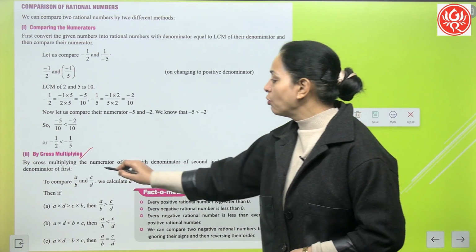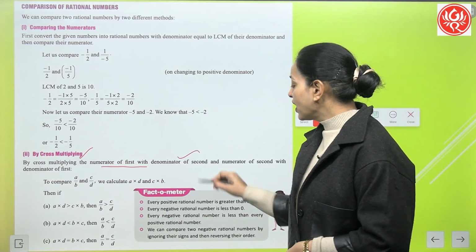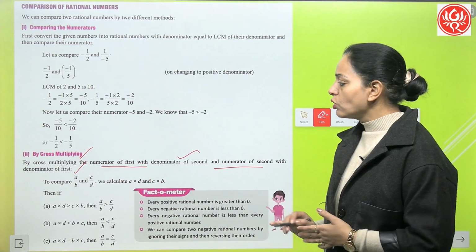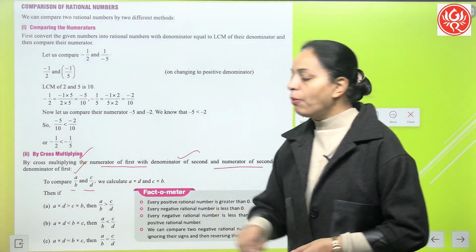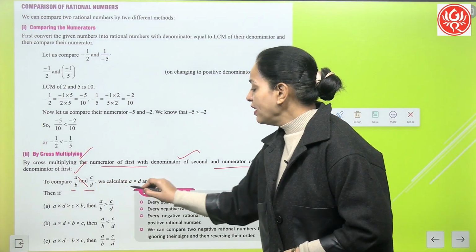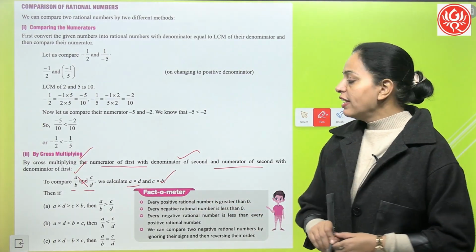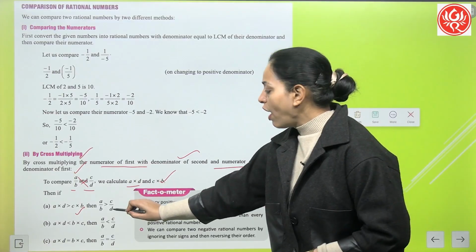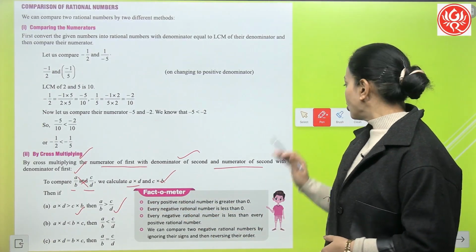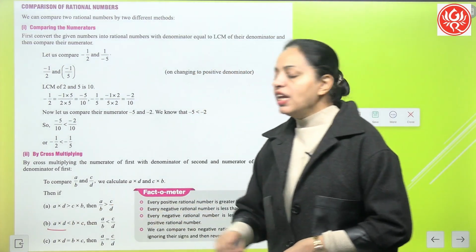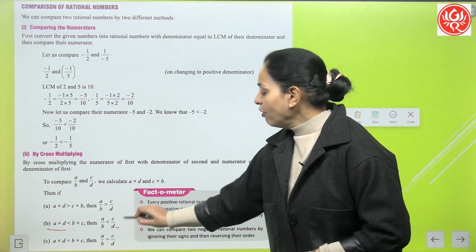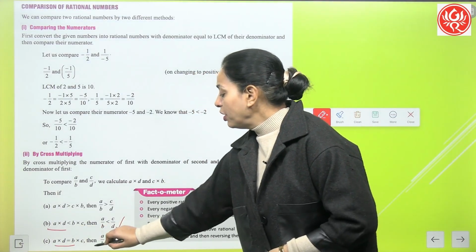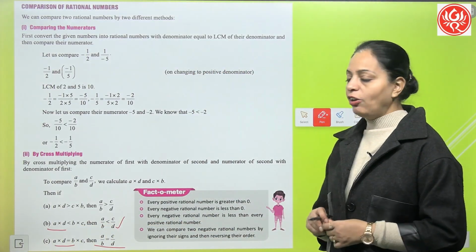Now the second part, by cross multiplying. By cross multiplying the numerator of the first with the denominator of the second and the numerator of the second with the denominator of the first. We have done this earlier also. See, to compare A upon B and C upon D, what to do? A multiply D and B multiply C, right? Now, if A into D is greater than C into B, it means the first fraction is greater than the second fraction, right? And if A into D is less than B into C, it means the second fraction is bigger than the first one. Or if both are equal, it means both the fractions are equal, right?